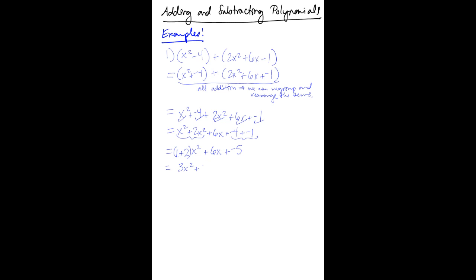So we get 3x squared plus 6x plus negative 5, or if we prefer, we can write it as 3x squared plus 6x minus 5. Either way of writing our answer is totally fine. They both mean the same thing. Let's do another example on a fresh page.